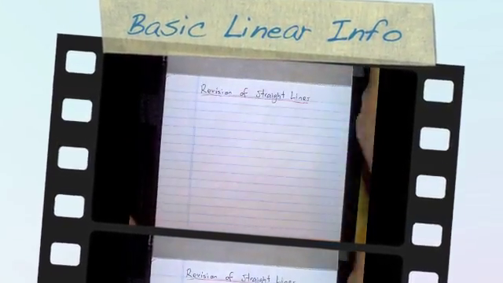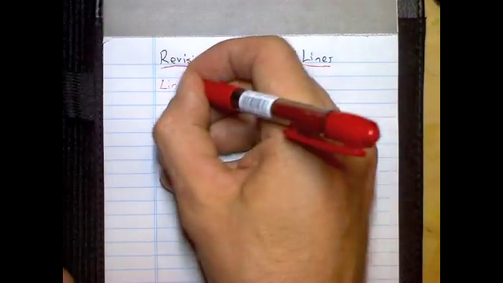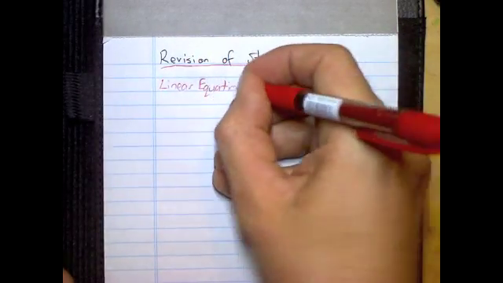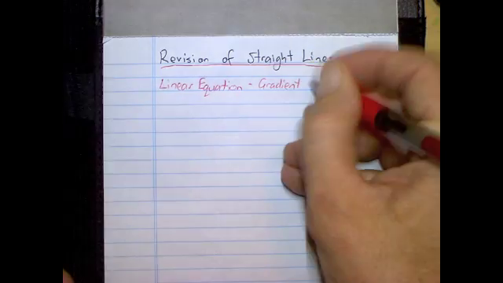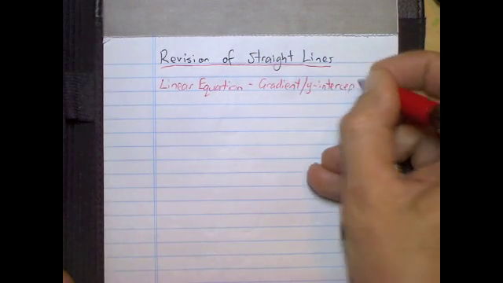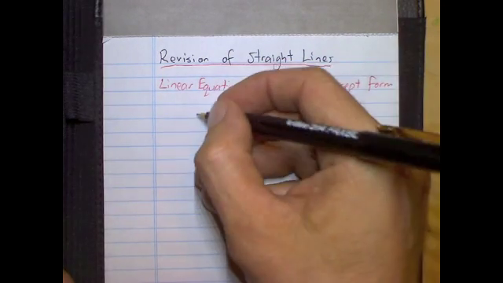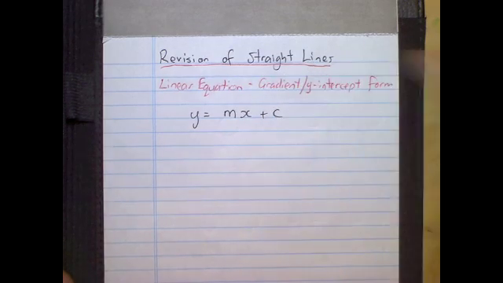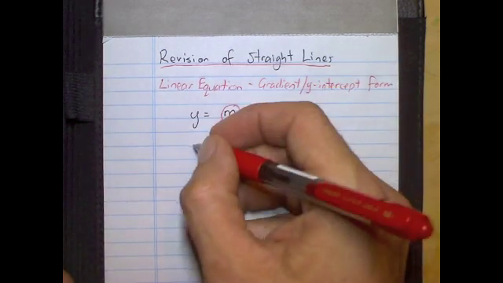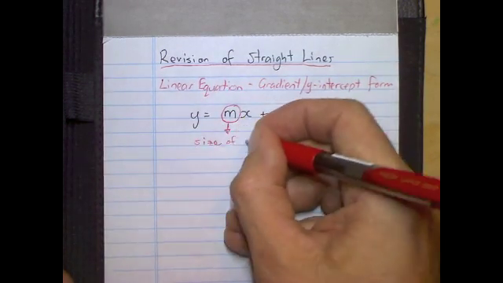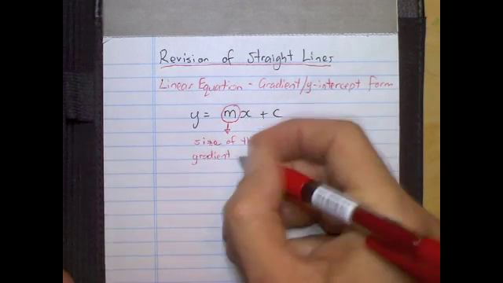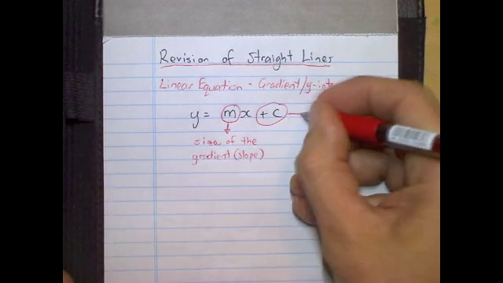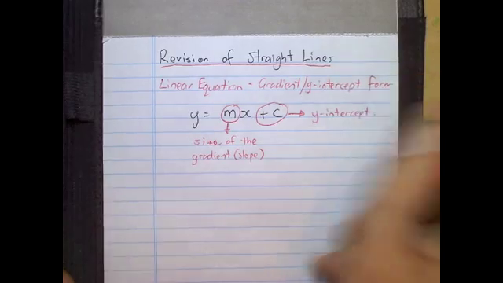Okay, we're going to look at some of the basic linear information. So we start with a revision of straight lines. Alright, so we're looking at the linear equation. First equation we're going to look at is the gradient/y-intercept form. Now this is y = mx + c. So remember, m, that value there, stands for the size of our gradient, and the plus c at the end there was our y-intercept, and that's always when x is equal to 0.